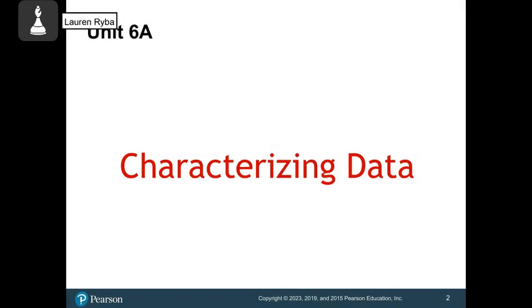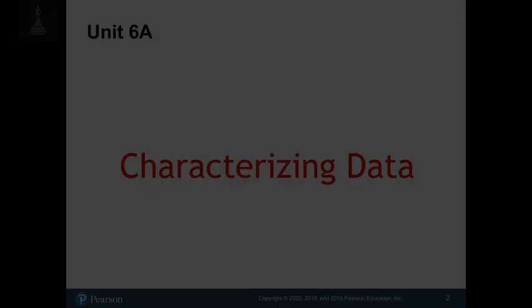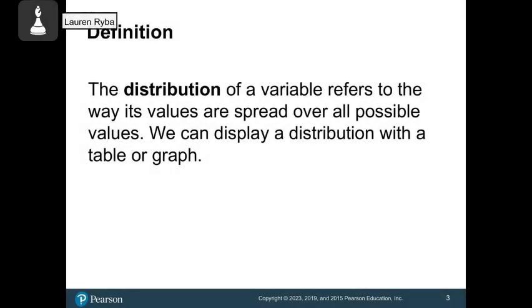This is lecture 6A talking about characterizing data. This section is going to be all about the distribution of our variables as well as measures of center. Basically, we're going to use numbers to tell us how spread out our data is from beginning to end or from specific points, as well as using a single number to represent maybe the average value that we can expect.